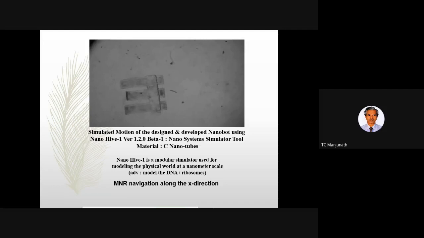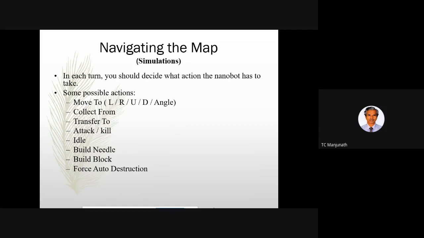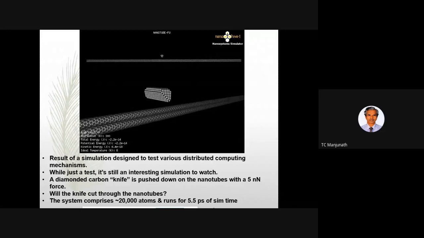Okay. And this is the magnetic medical nano robot navigation, which is moving along the X direction. You can see the dots and all. They are the cells, dead cells like that. That also we have incorporated into the simulation. And at each turn, you can give using the mouse: move left, move right, up, down, collect, transfer, kill. These are all the icons which are there on the screen. Transfer, kill means hit a cancerous cell or a dead cell like that. Turn left, right, up, down, move, rotate. Using these commands, we can make the nanobot move from one particular point of the bloodstream to another particular point of the bloodstream. And this is the result we have shown. This simulation result is designed to test various distributed computing mechanisms, because that robot we have designed is built up with 20,000 atoms.